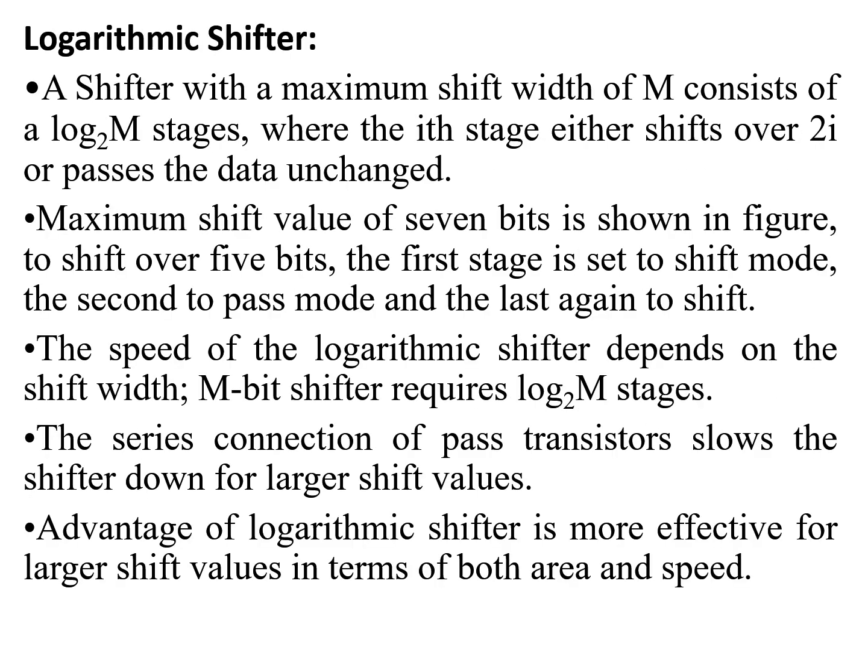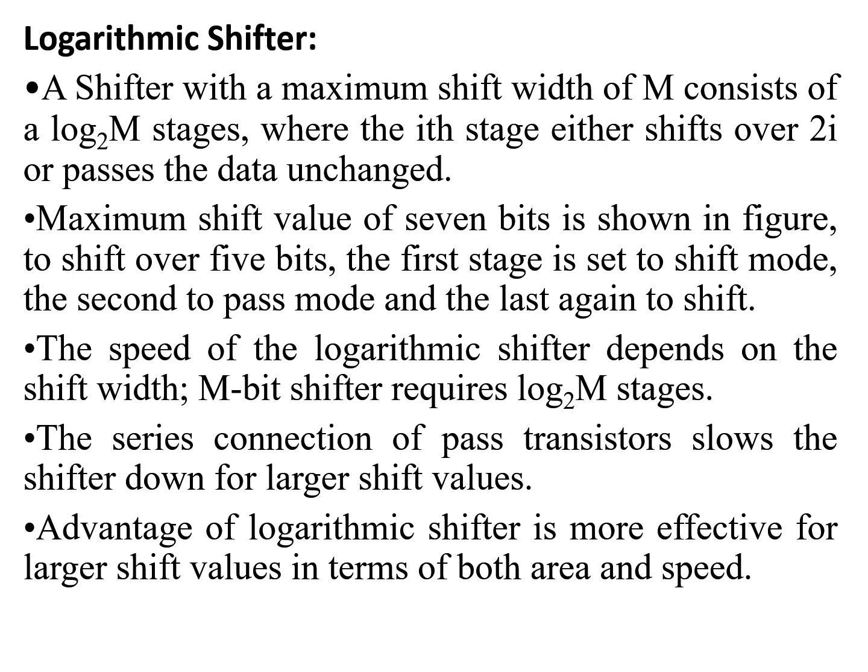Logarithmic shifter. A shifter with a maximum shift width of m consists of log m to the base 2 stages, where the ith stage either shifts over 2^i or passes the data unchanged. Maximum shift value of 7 bits as in the figure. To shift over 5 bits, the first stage is set to the shift mode, the second to the pass mode and the last again to the shift mode.